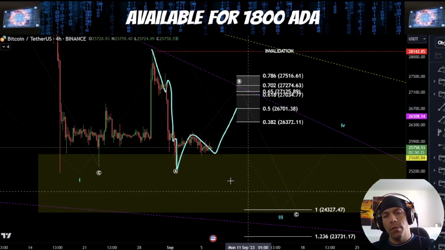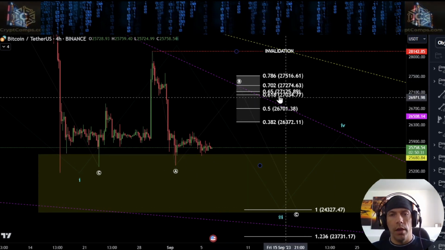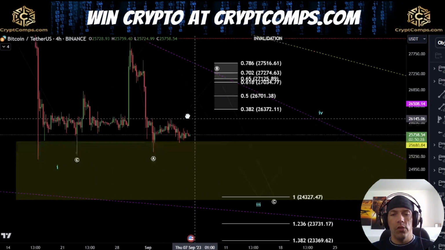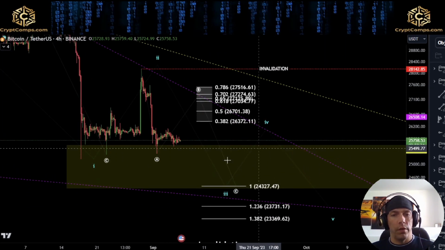Now, if we do form something along these lines, I've taken this off of this golden pocket area here of moving up to this 27K region, because I think it's an interesting zone. If we do see some price movement to the upside, we're going to go over that in a second.